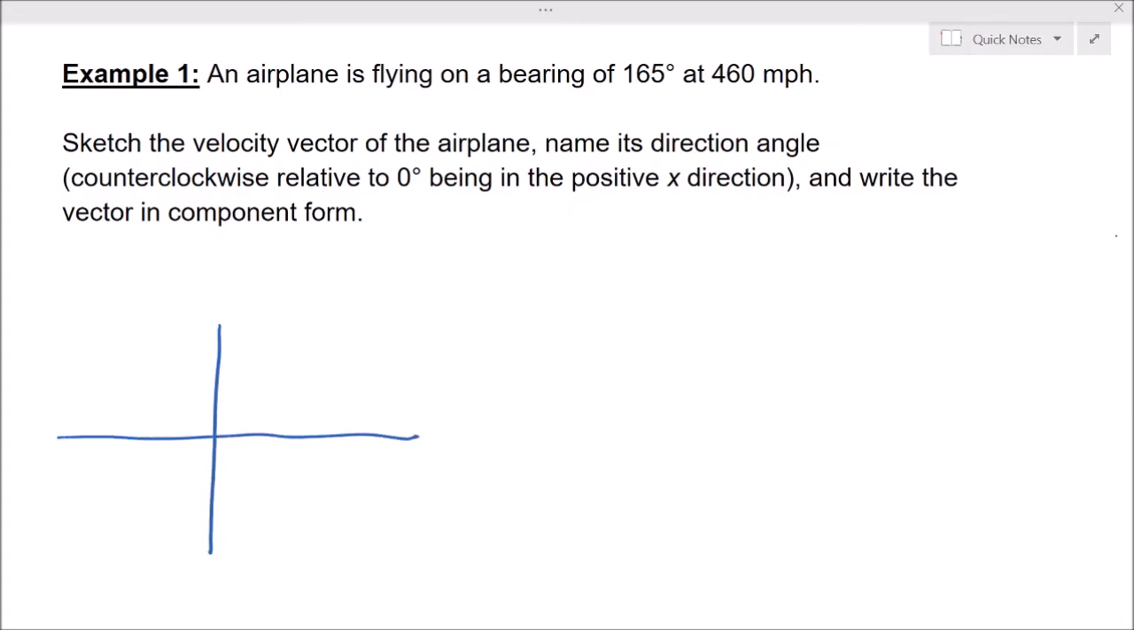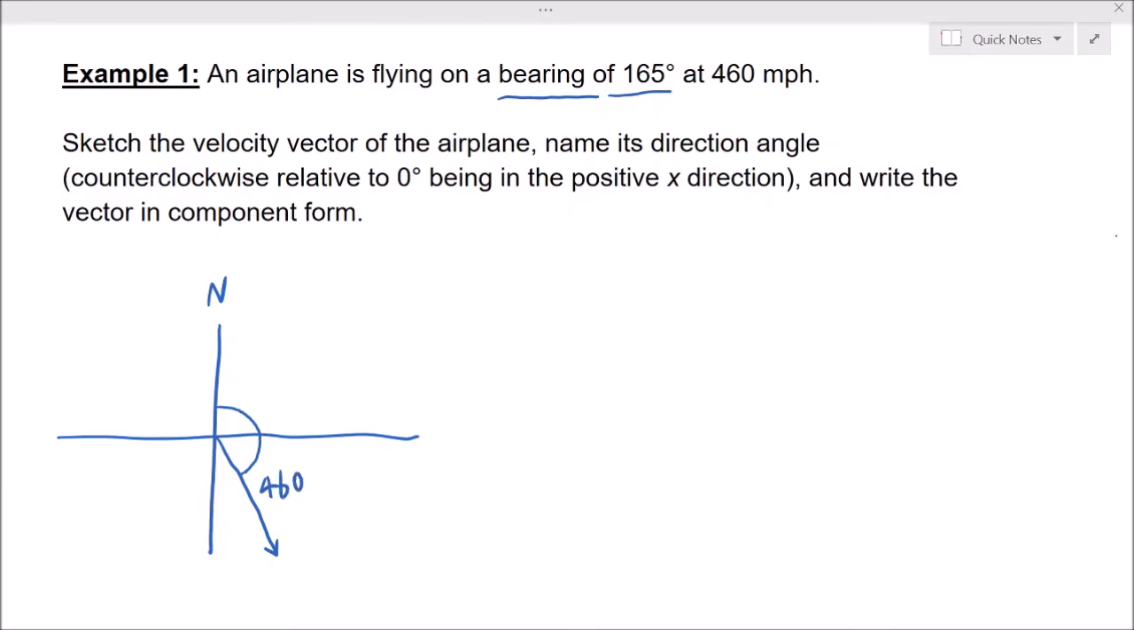Now, pay attention. What they're giving us is a bearing of 165 degrees. So that means we start at north. And then 165 degrees, we're starting at 0 and going clockwise, so 90, but not all the way to 180. So something like this, right? So between east and south. And then its speed is 460 miles per hour. So take note that that's the magnitude of the vector.